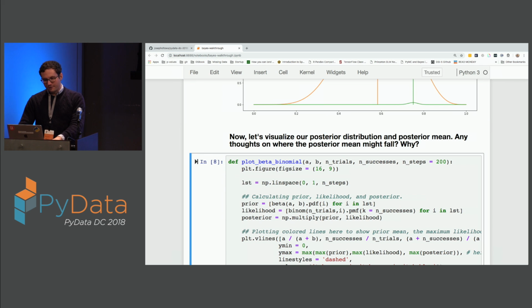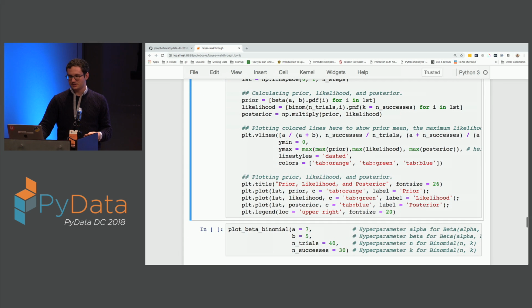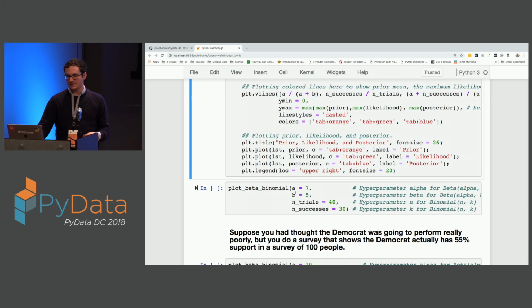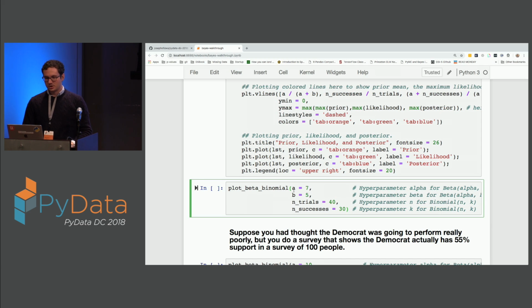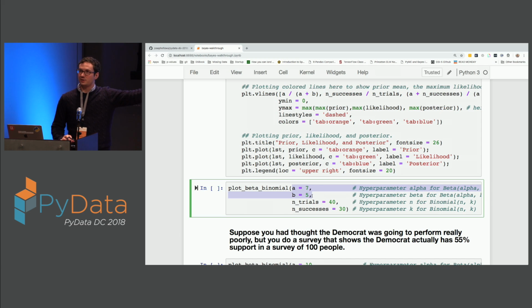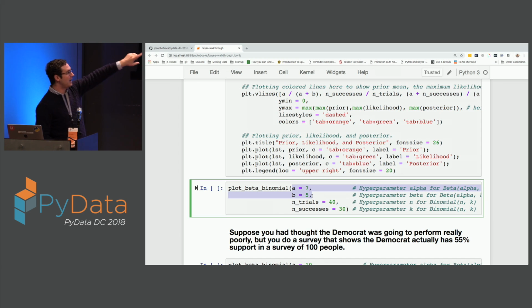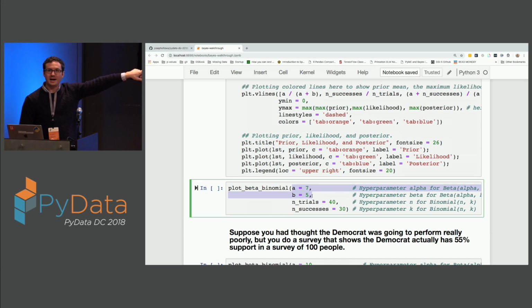So I've written a function here that will allow us to plot the distributions together, and we can just pass in what we think our beta distribution parameters will be, and then what we think our binomial likelihood parameters are going to be. So let's say that, again, I think the Democrat's going to win, but I'm not very certain about that. And I survey 40 people, and I get 30 positive responses from that.